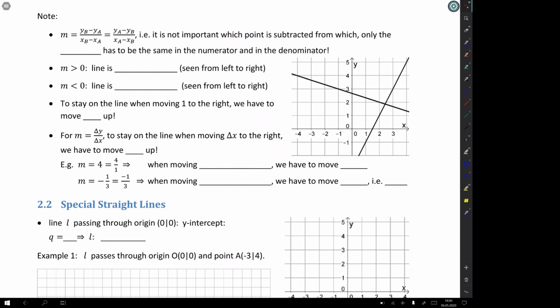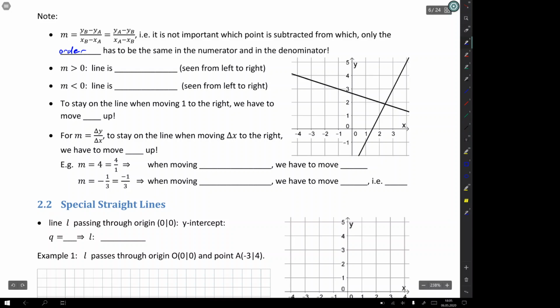So here come some important notes. The gradient m is yb minus ya divided by xb minus xa, or we can write it the opposite way around, ya minus yb divided by xa minus xb. What is important, the order has to be the same in the numerator and in the denominator, Zähler und Nenner.